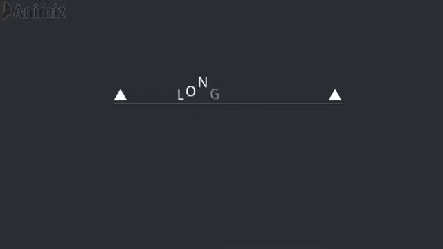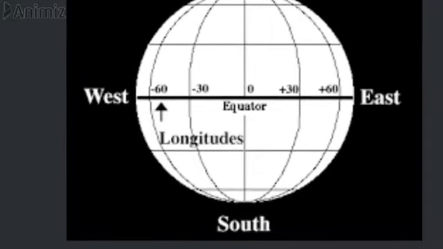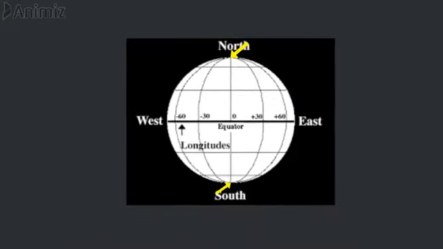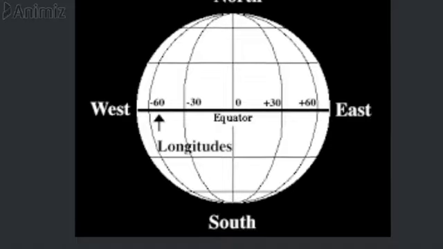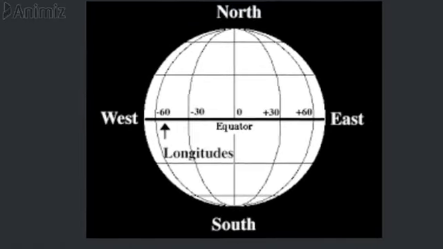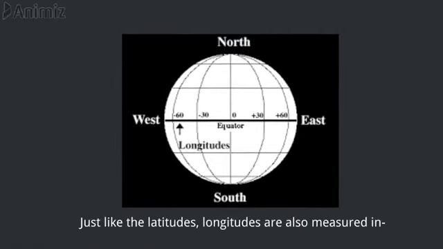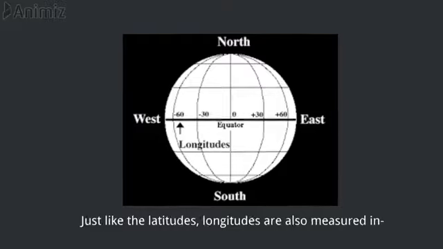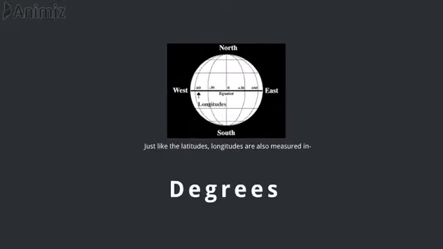Now, let's learn about the longitudes. So, as you can see here, taking the prime meridian as the base at 0 degree, some more lines are drawn on the globe. These lines start from the poles and end at the poles, and these lines are called the longitudes. Just like the latitudes, longitudes are also measured in degrees.